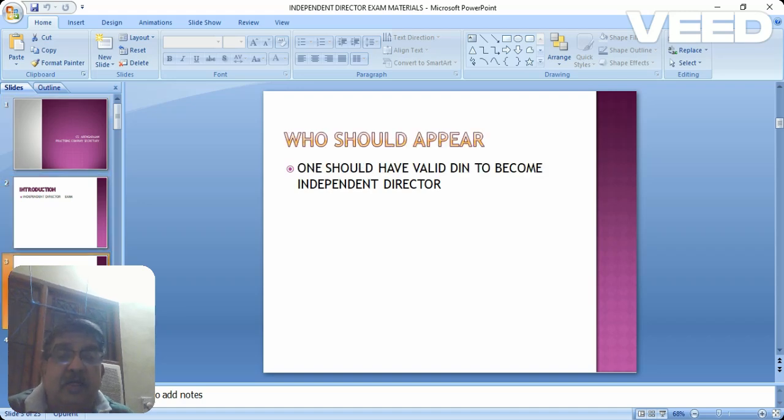One should have a valid DIN to become an independent director. What is a DIN? DIN means Director Identification Number. Anyone who is a director of a company, or holding a directorship in any other private or public limited company, is eligible to appear for the exam and also become an independent director.